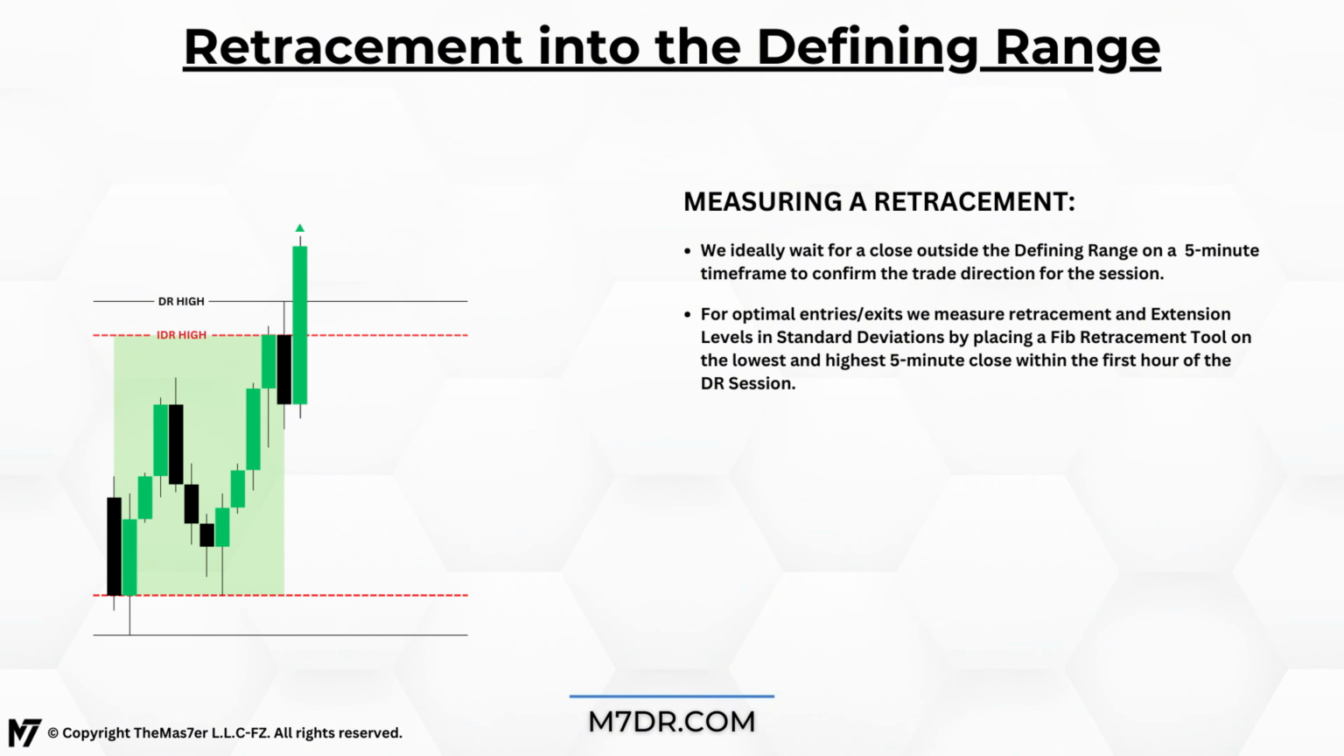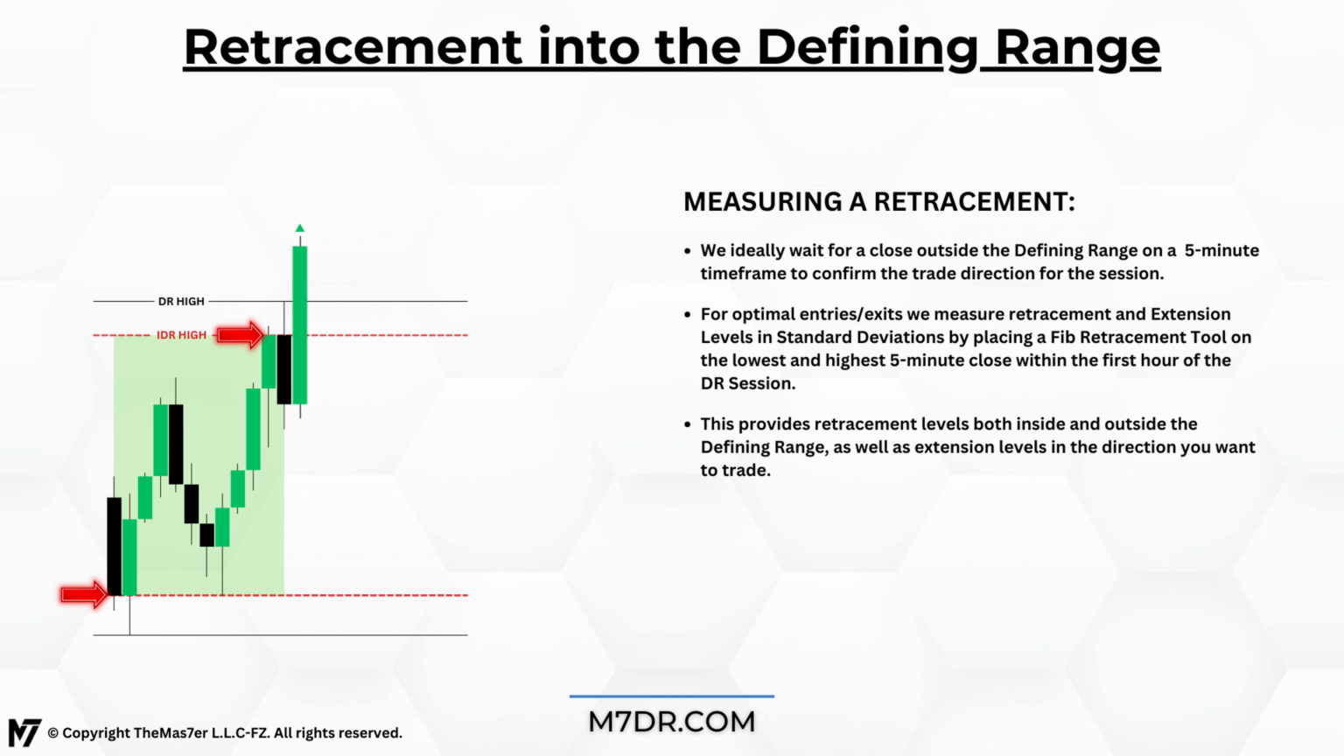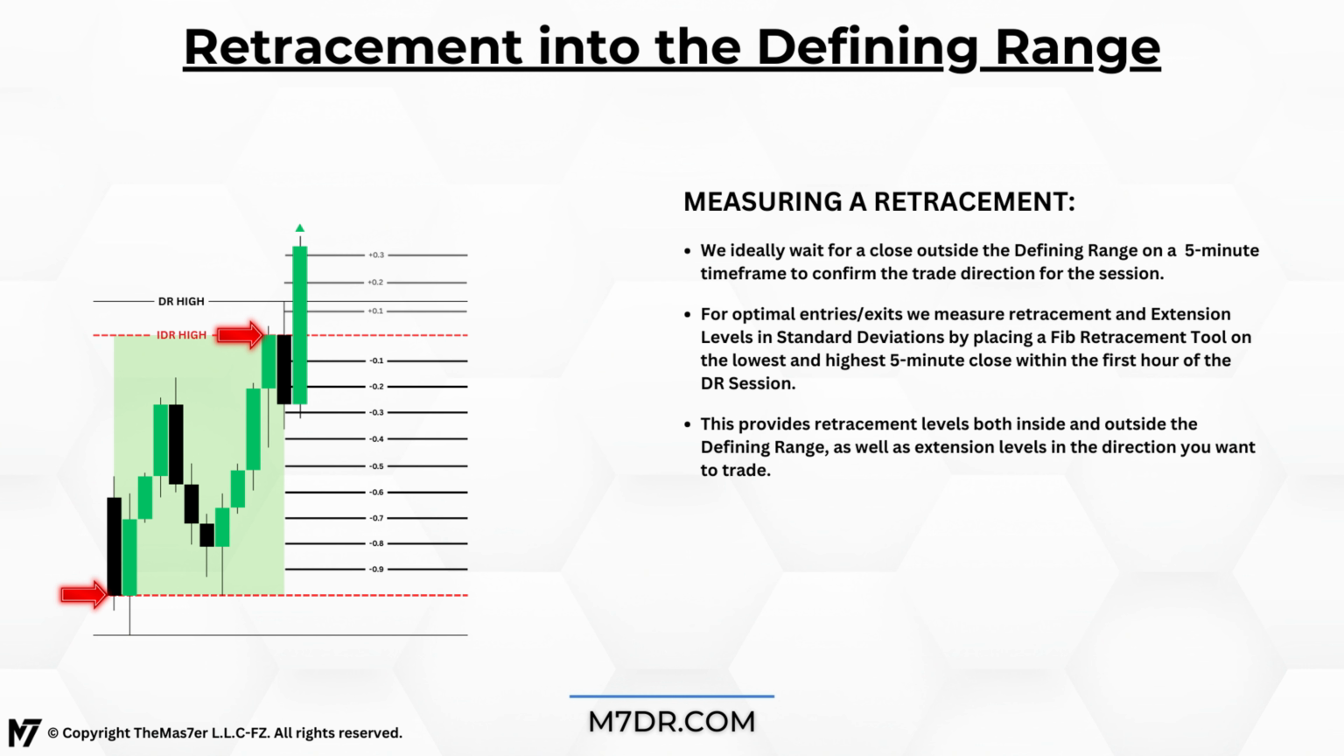For optimal entries and exits, we measure retracement and extension levels in standard deviations. A Fibonacci retracement tool can be applied to the lowest and highest 5-minute close within the first hour of the defining range session. This provides retracement levels both inside and outside the defining range, as well as extension levels in the direction you want to trade.